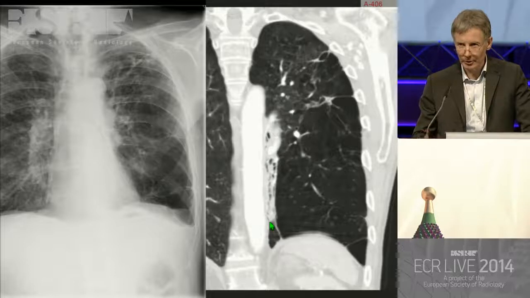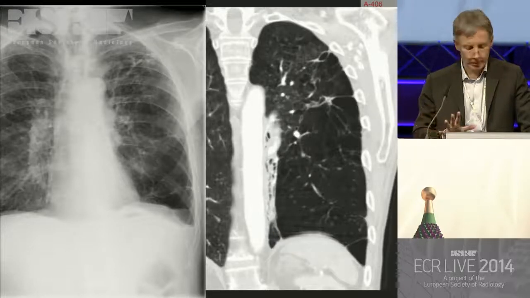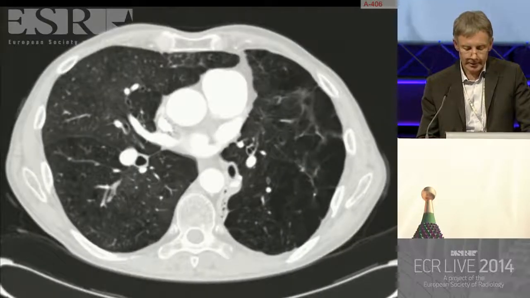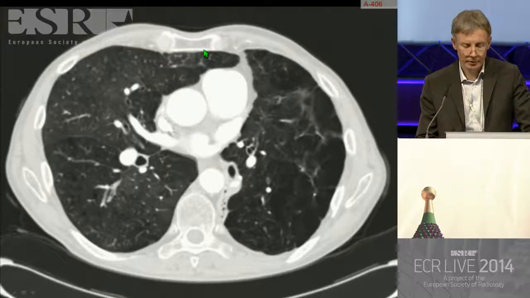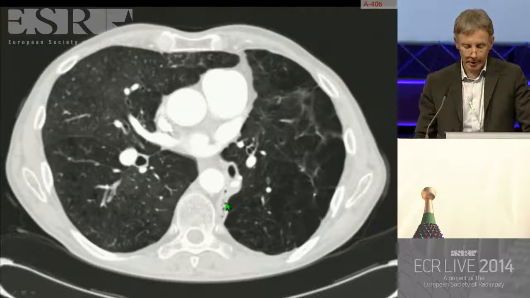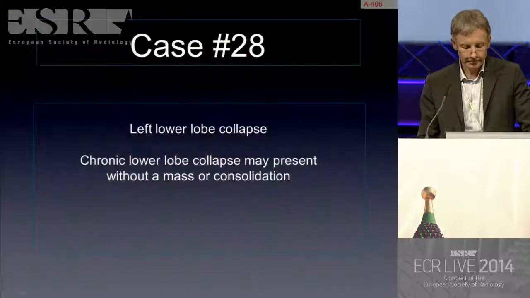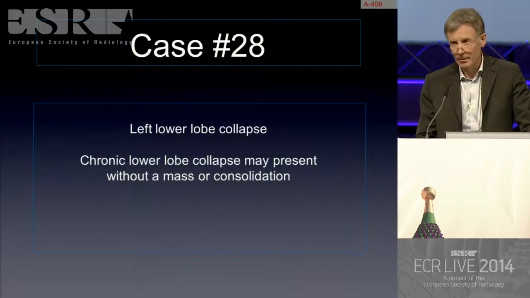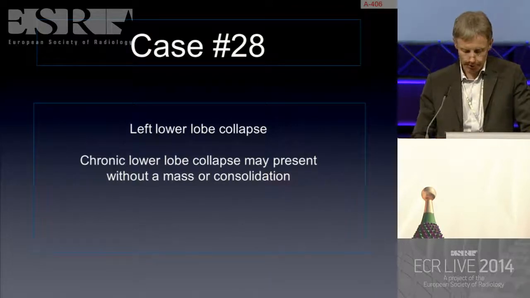This is the most frequently missed atelectasis, and again, it's this difficult area behind the heart. On the CT scan, you understand the herniation here of the right lung, which explains that hyperlucency in the retrosternal area on the lateral view. This is hyperinflation of the left upper lobe and complete atelectasis of the left lower lobe. Left lower lobe collapse, a little message for you here. Chronic lower lobe collapse may present without a mass or consolidation.